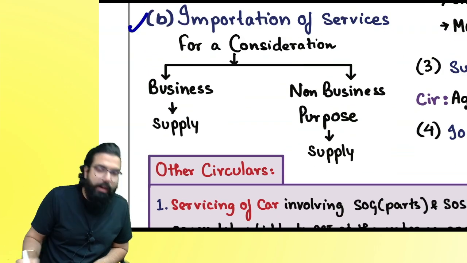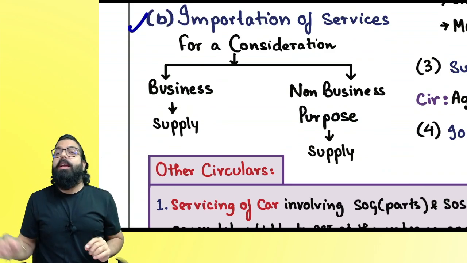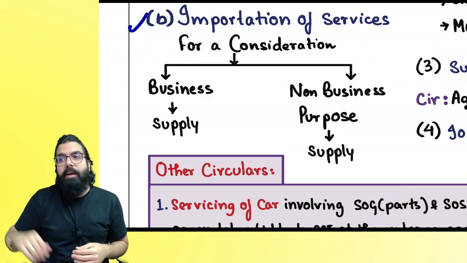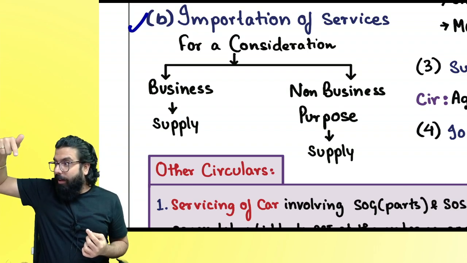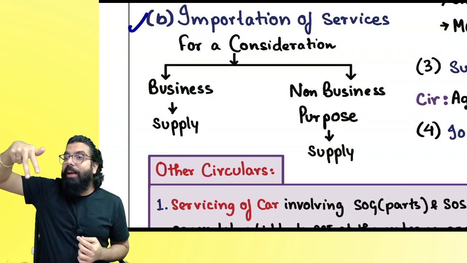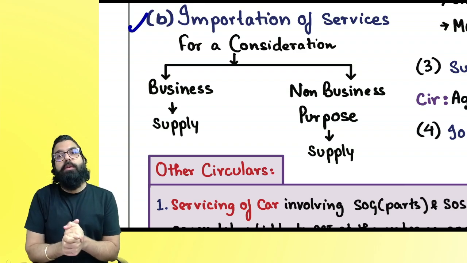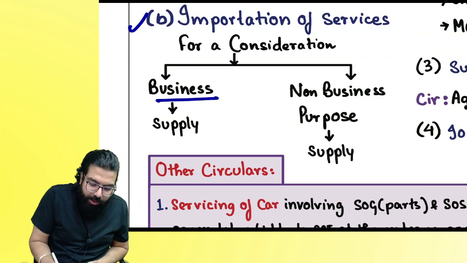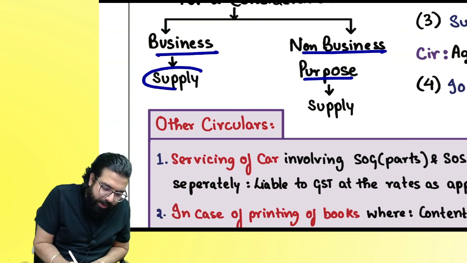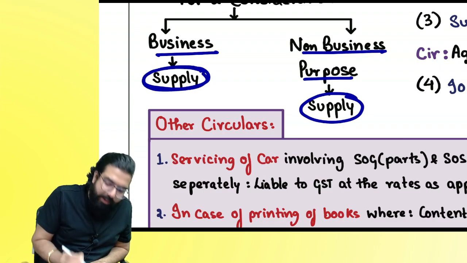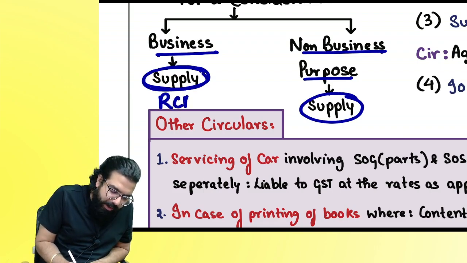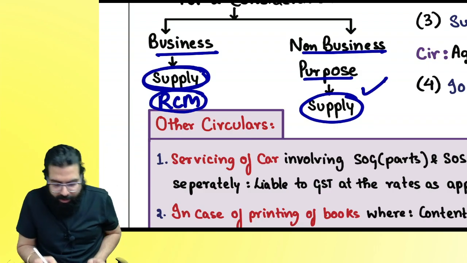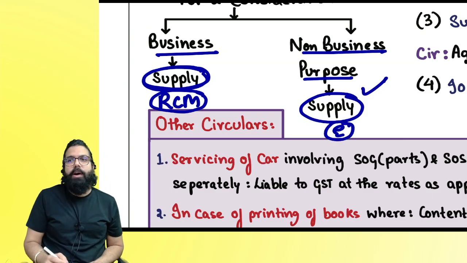The third one over here is section 7.1B. If you are doing importation of service, what is importation of service? The supplier is outside India, the recipient is in India, and the place of supply is also in India. Importation of service for a consideration, for business or non-business purpose, both are considered a supply. Business purpose is a supply and GST is payable under RCM. Non-business purpose is also a supply, but GST is exempted. Can I go ahead, everyone?